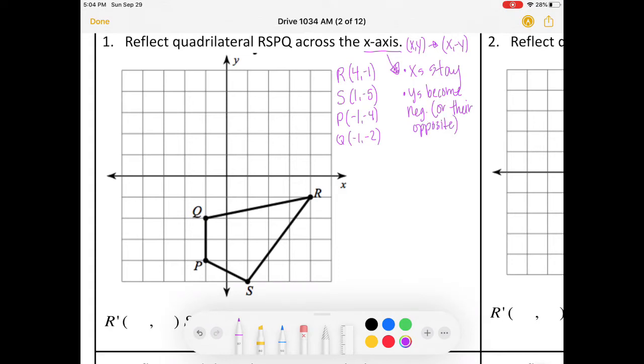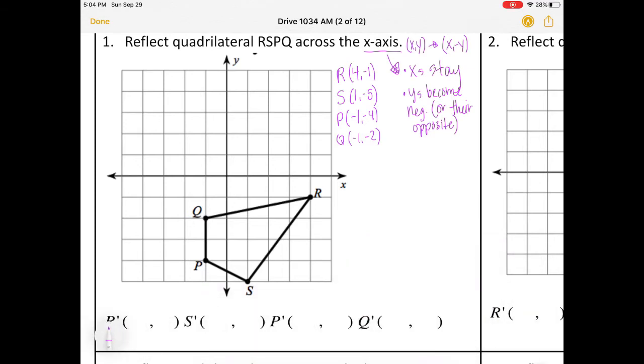Okay, so I'm going to write these new coordinates now. All right, so down here, and this R with the apostrophe, so we say R prime, S prime, P prime, Q prime. That basically just means it's your new coordinates, okay? Looking at your originals, add the apostrophe for the new ones. So from here now I can find those. Now I know that all of the x's stay the same for an x-axis reflection, so I'm going to just fill each of those in. So R will still have 4, S will still have 1, P negative 1, Q negative 1. And I'm getting those from my original coordinates up there.